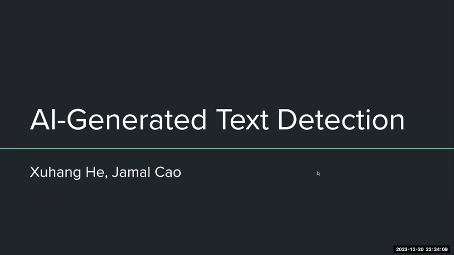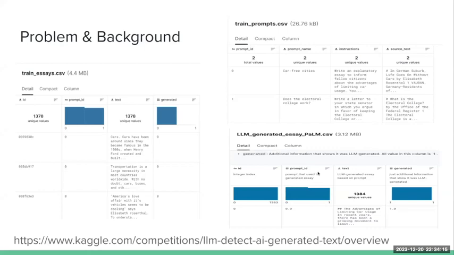Today we're presenting the final project on AI-generated text detection. With the rise of ChatGPT, it has become increasingly common for students to use AI tools to write essays. Our project aims to develop a machine learning model capable of identifying whether an essay has been written by a student or generated by a large language model.